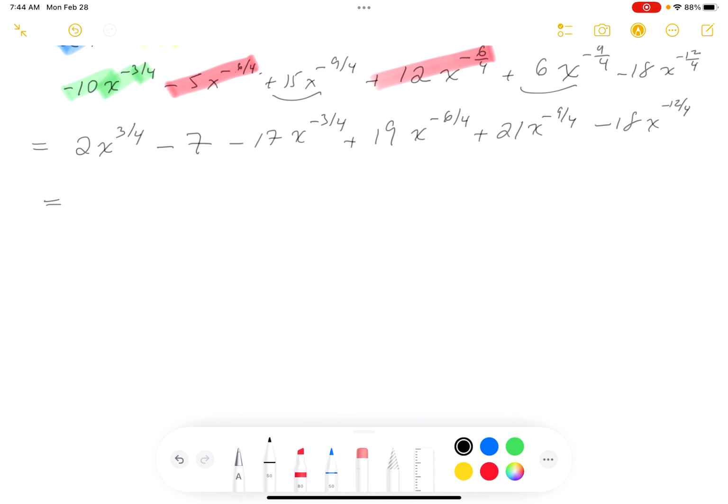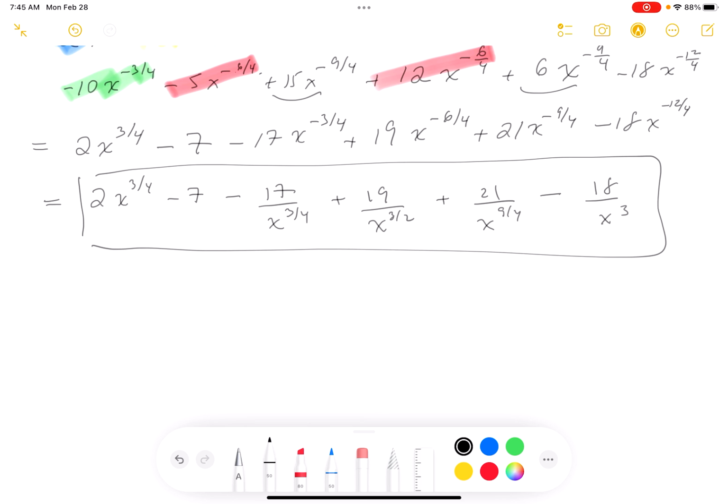And I'm going to write it as 2x to the 3/4 - 7 - 17 over x to the 3/4 plus 19. That's going to be x to the 3/2 on the bottom, plus 21. That's going to be x to the 9/4 on bottom. And then I get -18. And -12/4 is -3, so x cubed on the bottom.